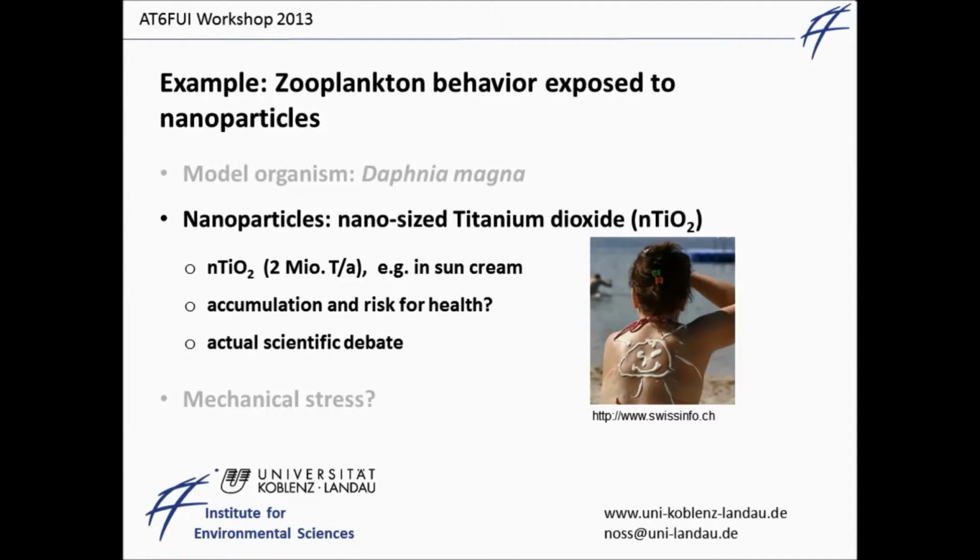The substance we applied was nano-sized titanium dioxide. While titanium dioxide is used for all kinds of coloring white, irrespective of whether it is for the teeth or house walls, nano-sized titanium dioxide is mostly used in sun creams because of its capability to absorb UV light. However, there is actually a controversial scientific debate about the accumulation and the risk of nano-sized titanium dioxide for human health.